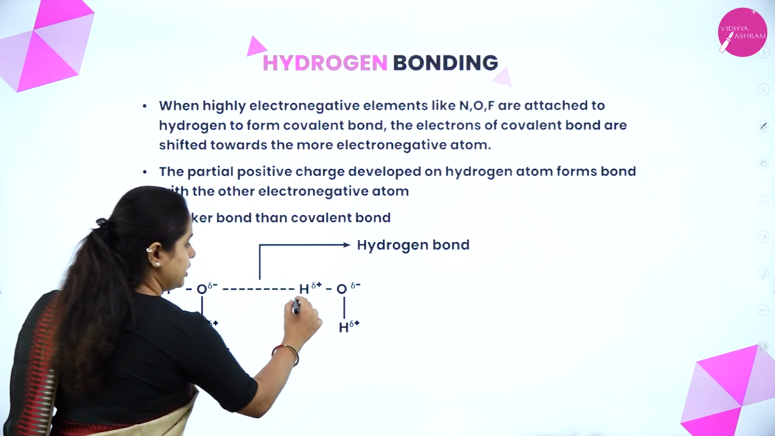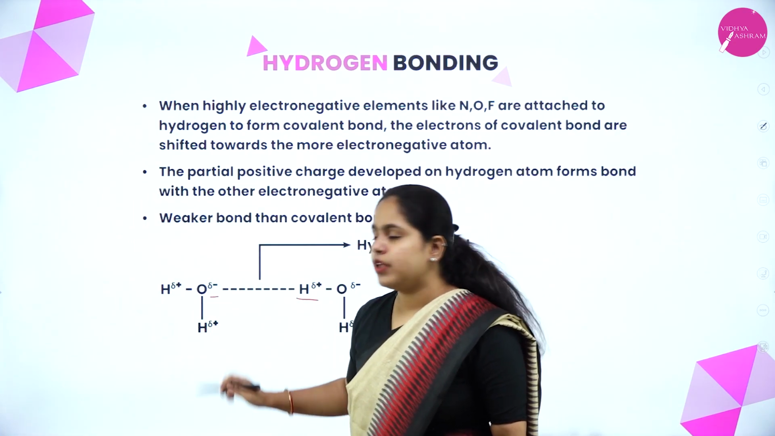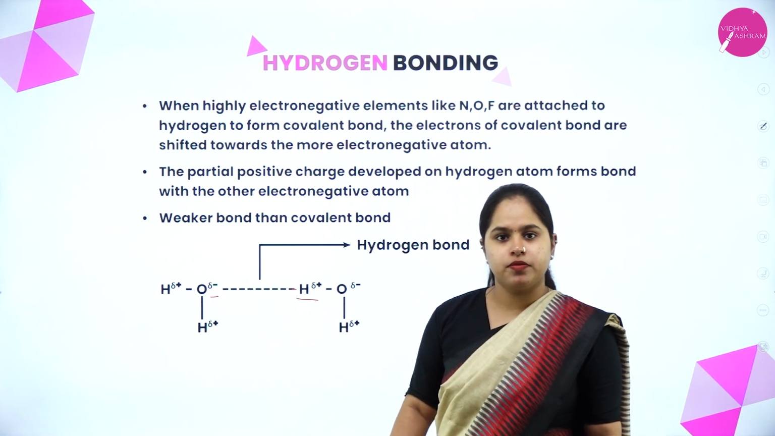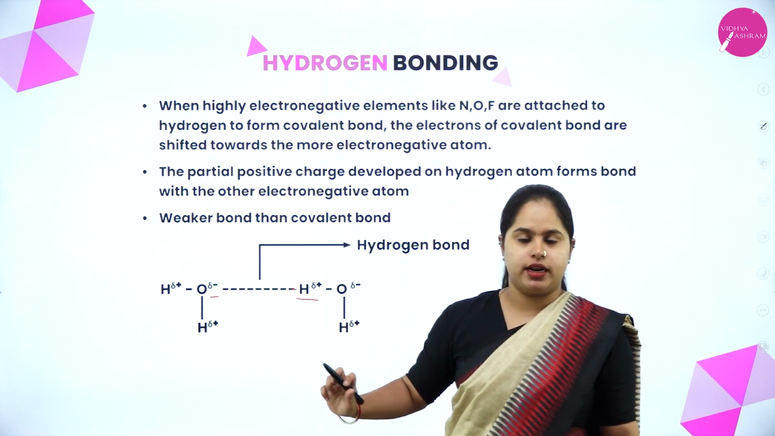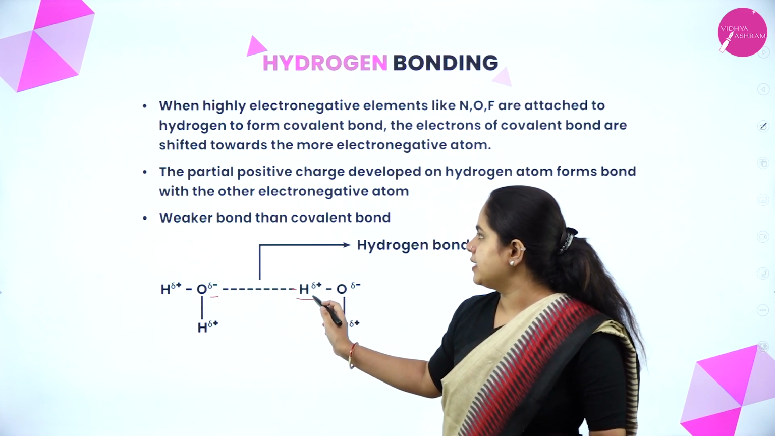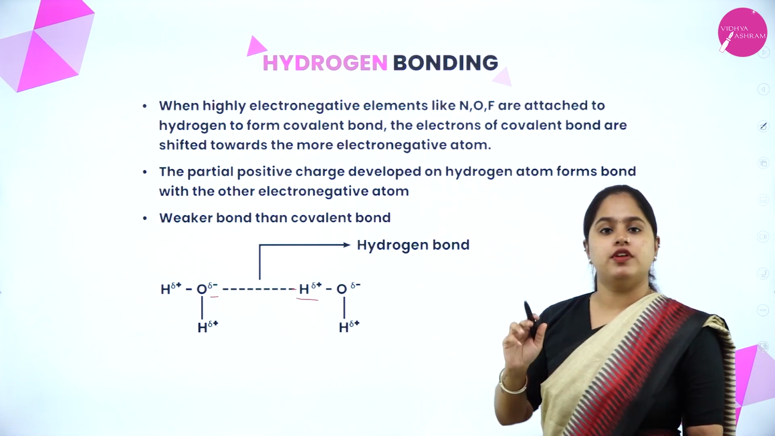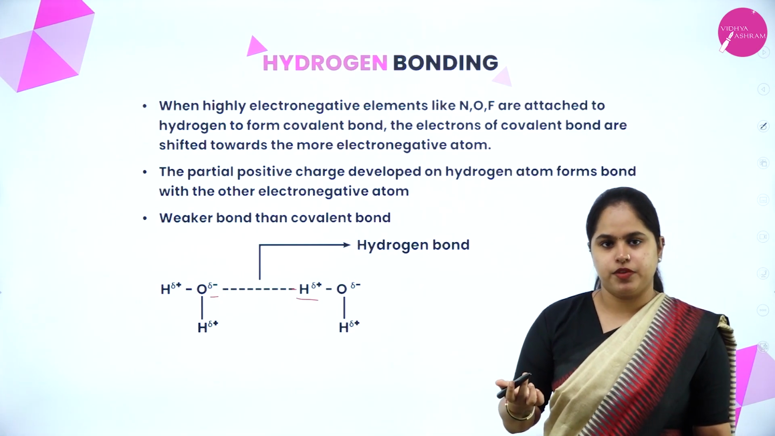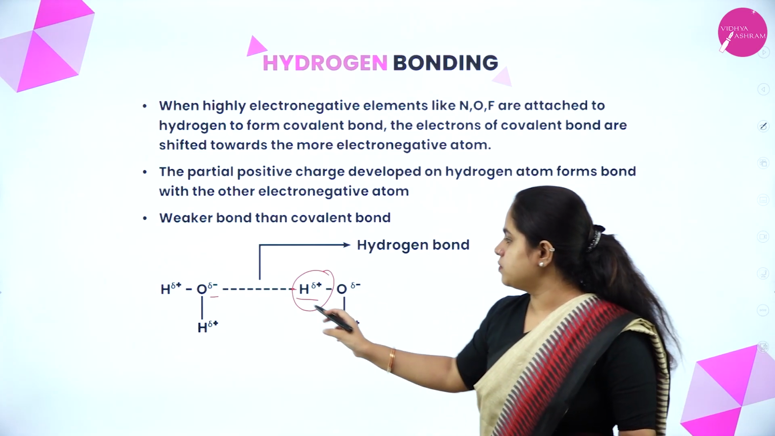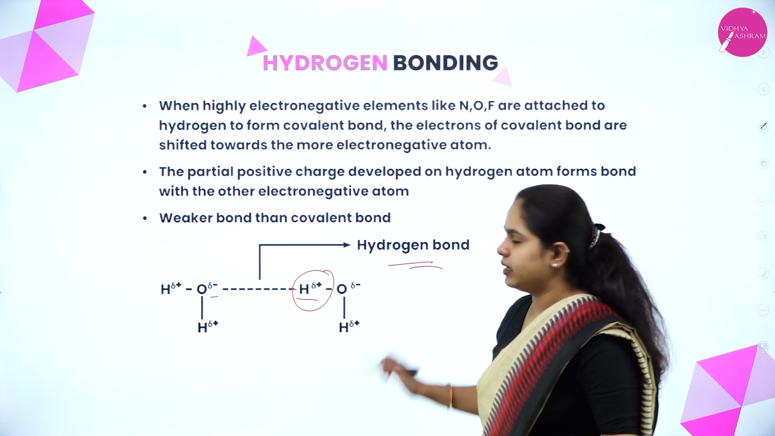Now, between this hydrogen atom and the electronegative atom which has a partial negative charge, there is a bond formed, which is represented by this dotted line. That is called hydrogen bonding. So it is a bond where the partial positive charge developed on the hydrogen atom forms a bond with the other electronegative atom. The partial positive charge attained by the hydrogen atom forms the bond with the other electronegative atom. So this is called a hydrogen bond.